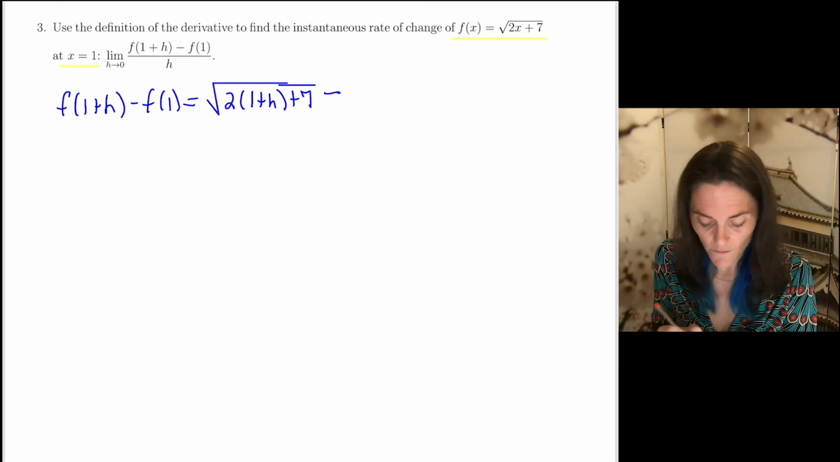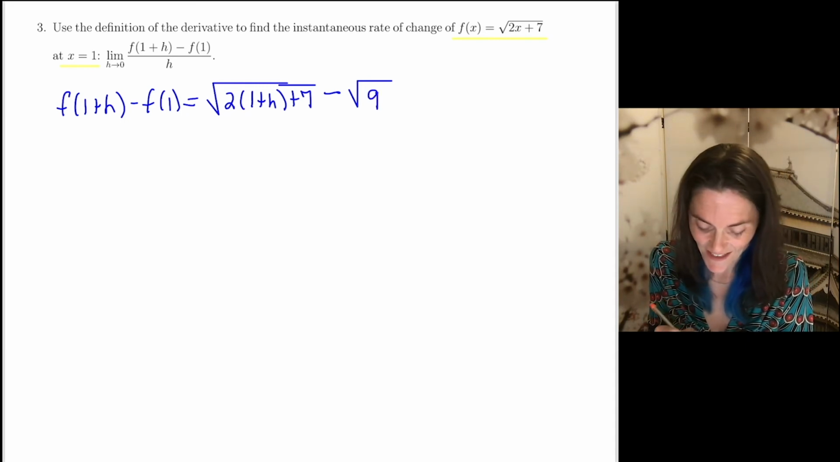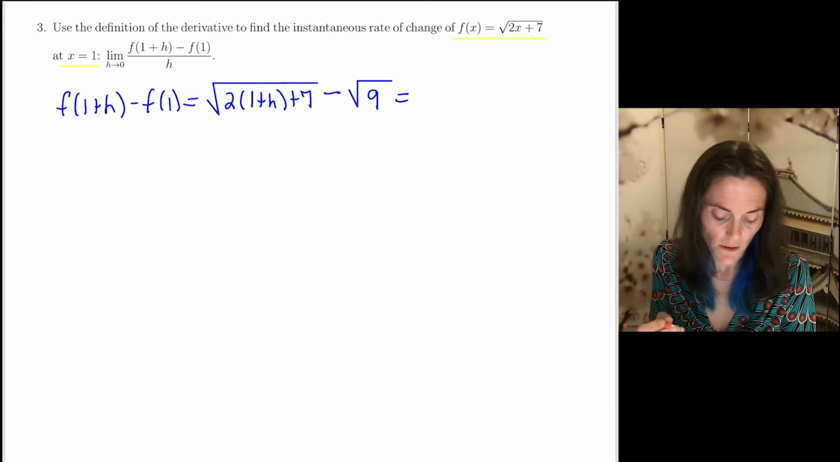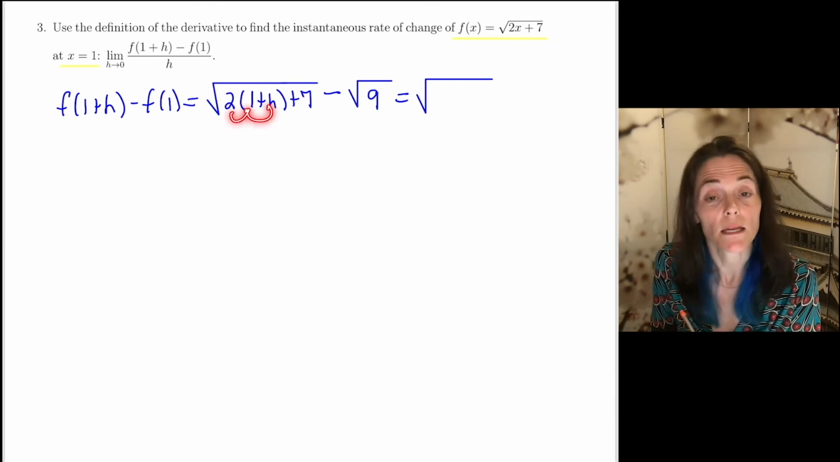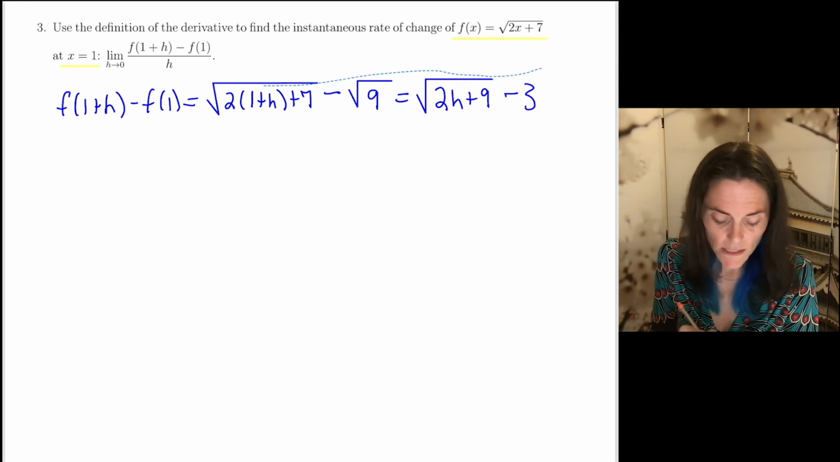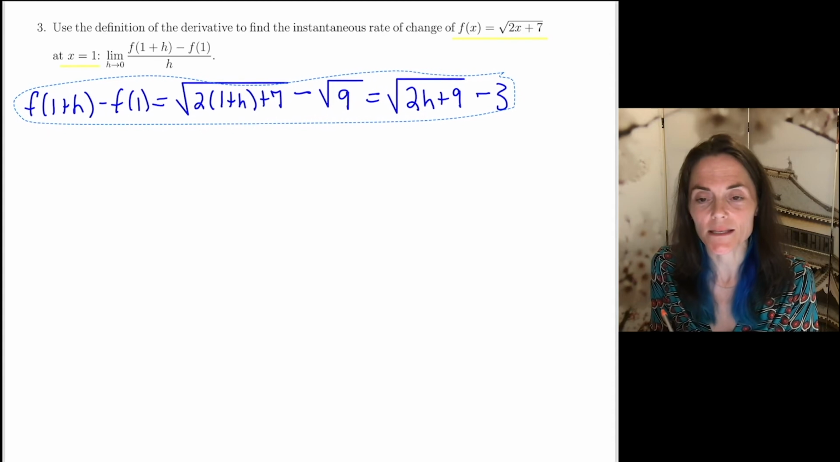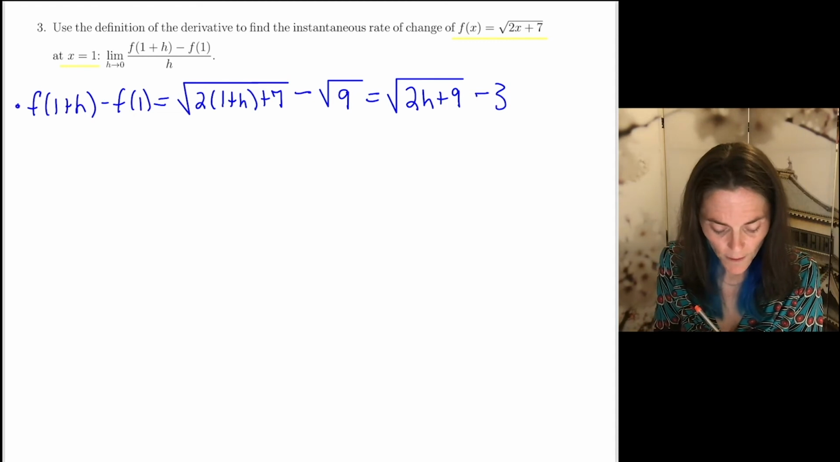Okay, then subtract off f of 1, which is the square root of 2 plus 7, which is the square root of 9. Now I want to take one more step here. This first square root, you see, this would be 2 plus 2h, and then plus 7. So altogether here, I have a 2h plus 9, and then I have minus 3. Okay, this is quite likely the place where more than one student will get stuck. But there's certain tricks that the more you practice, you can just be prepared for.